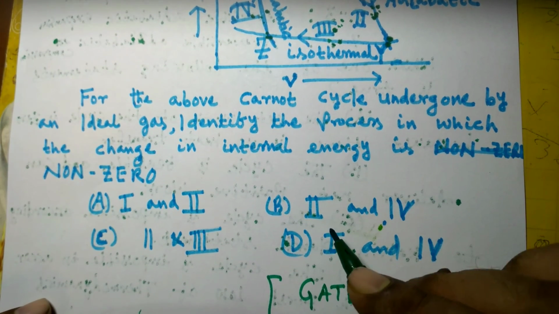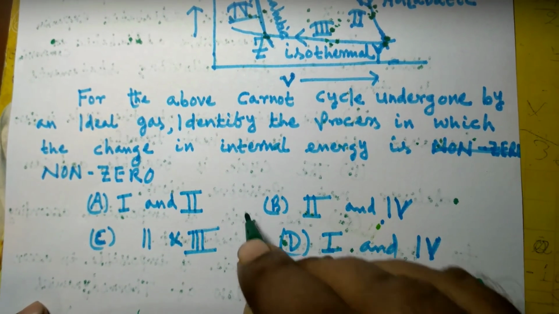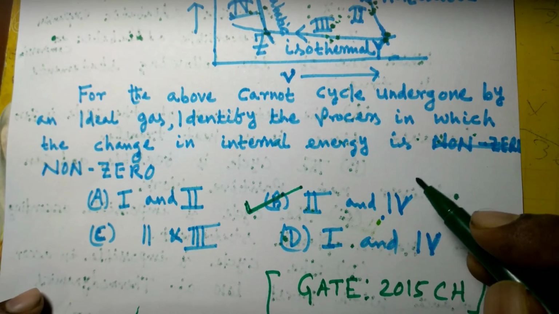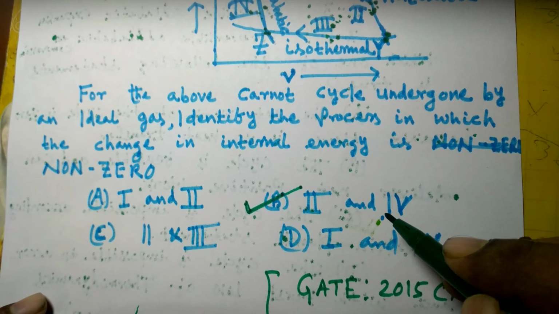So the correct option would be option B. 2 3 and 4 1 are the processes in which the change in internal energy is non-zero.